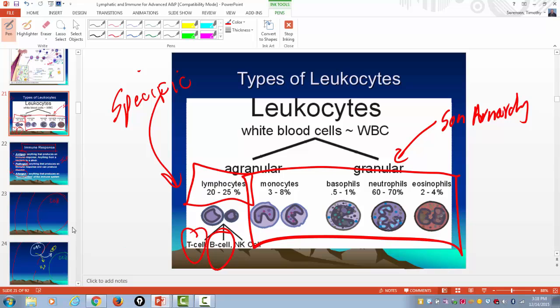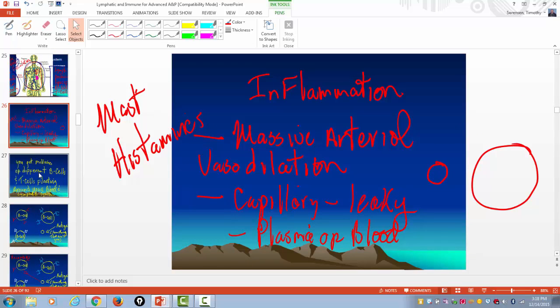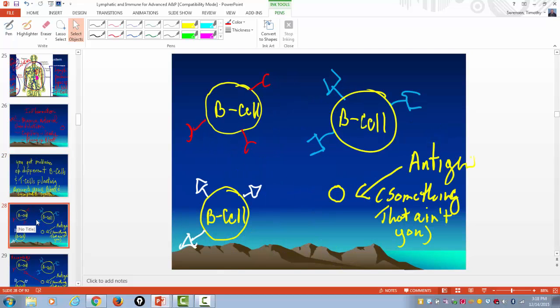So real quick, I'm going to show you how this specific immunity works because it all ties into anaphylaxis. All right? So, watch. You've got millions and millions of different B cells and T cells floating around in your blood and lymph. And each one is specific for a specific antigen or pathogen. So embedded in the B cell's cell membrane are little receptors, and they will only bind with a specific antigen, something that ain't you, something that's going to produce an immune response.